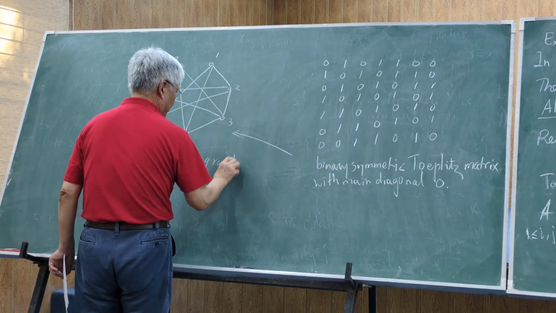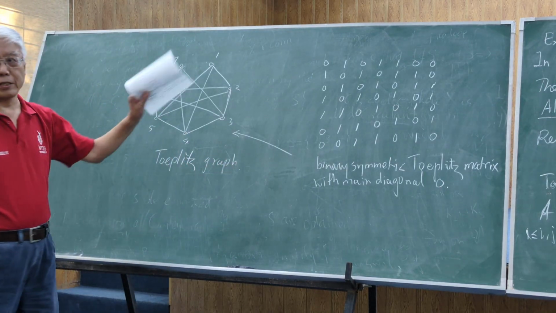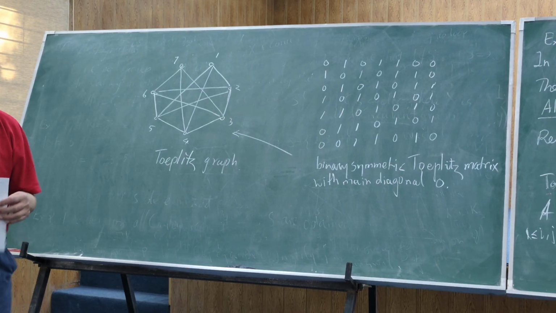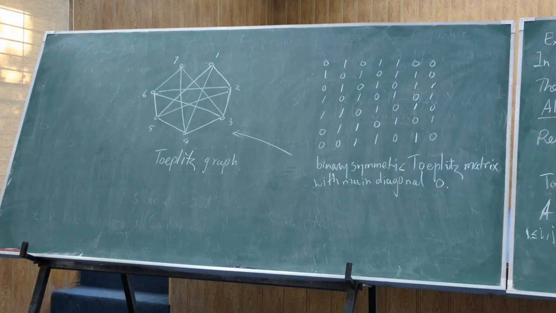This matrix is the adjacency matrix of this graph, right? This is the matrix. So we can define a Toeplitz graph as a graph whose adjacency matrix is a Toeplitz matrix, a binary symmetric Toeplitz matrix with zero main diagonal. Then we get an undirected finite graph.